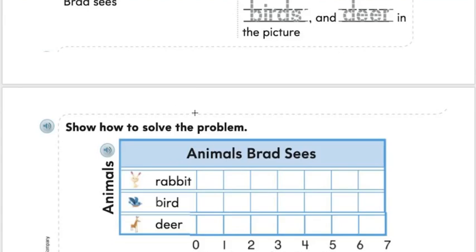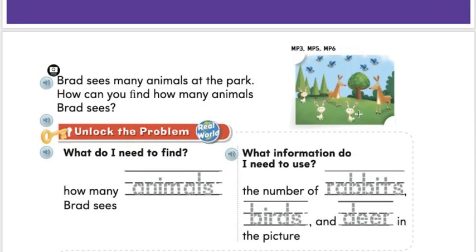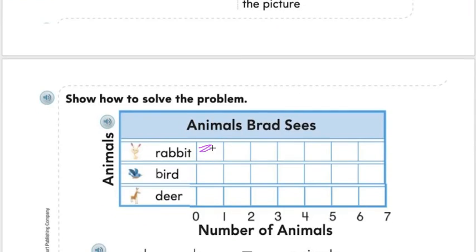Now, how many rabbits did you see in this picture? How many? 1, 2, 3. So I'm going to take my crayon and color in 3 because that is going to represent 3 rabbits. Remember, when we were doing graphs in a few lessons before, you always want to look down, across, and down to see the amount. So 1, 2, 3, and look down. Yep, that's exactly 3 rabbits. Our bottom of our graph is telling us the number of animals. The side of our graph is telling us what animals we're looking at. So let's do the next one.